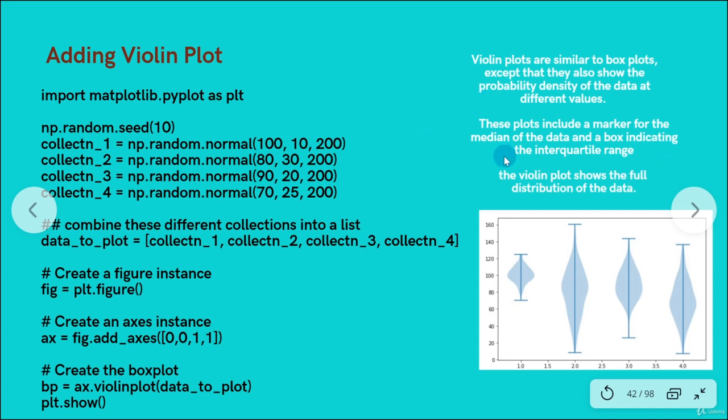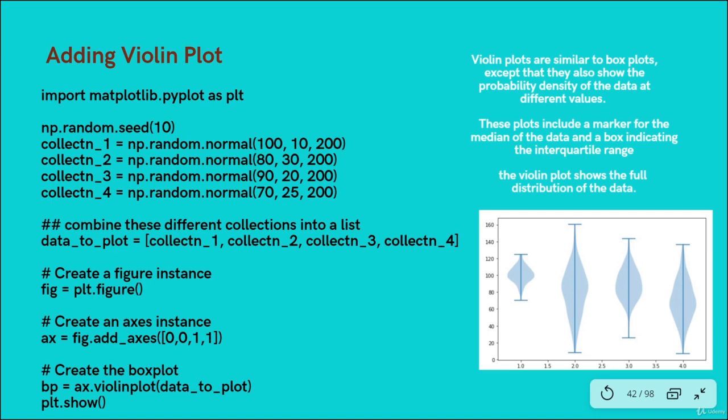Then there is a marker for the median also, so you can very easily visualize the median values with the help of a violin plot. That's the additional benefit that a violin plot offers over the box plots or the bar plots. So it is very useful in those terms.